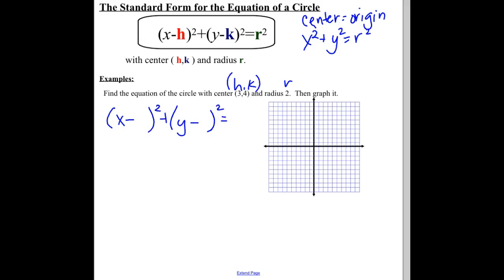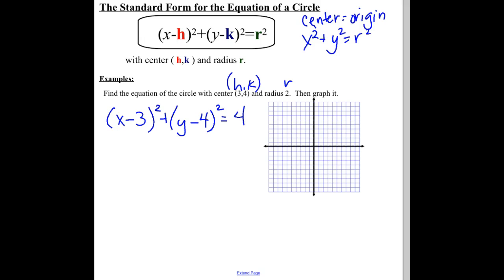All right, our basic setup, we have x minus the h value, right? The x coordinate of your center. So x minus 3, that quantity squared. And then our next quantity getting squared is y minus k. K in this case is a positive 4. And then it's equal to r squared. That is one thing that a lot of students forget, to square that r. All the quantities here are getting squared, right? X minus h is getting squared, y minus k is getting squared, r is getting squared. So 2 squared would be 4. So that's the equation that fits that criteria.